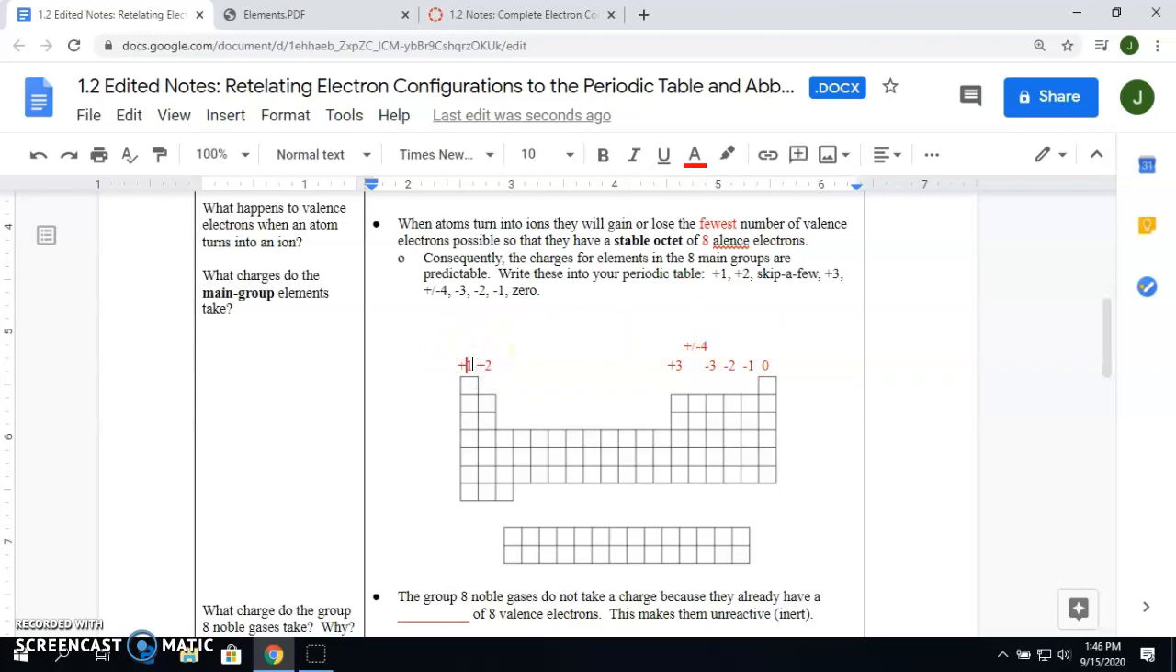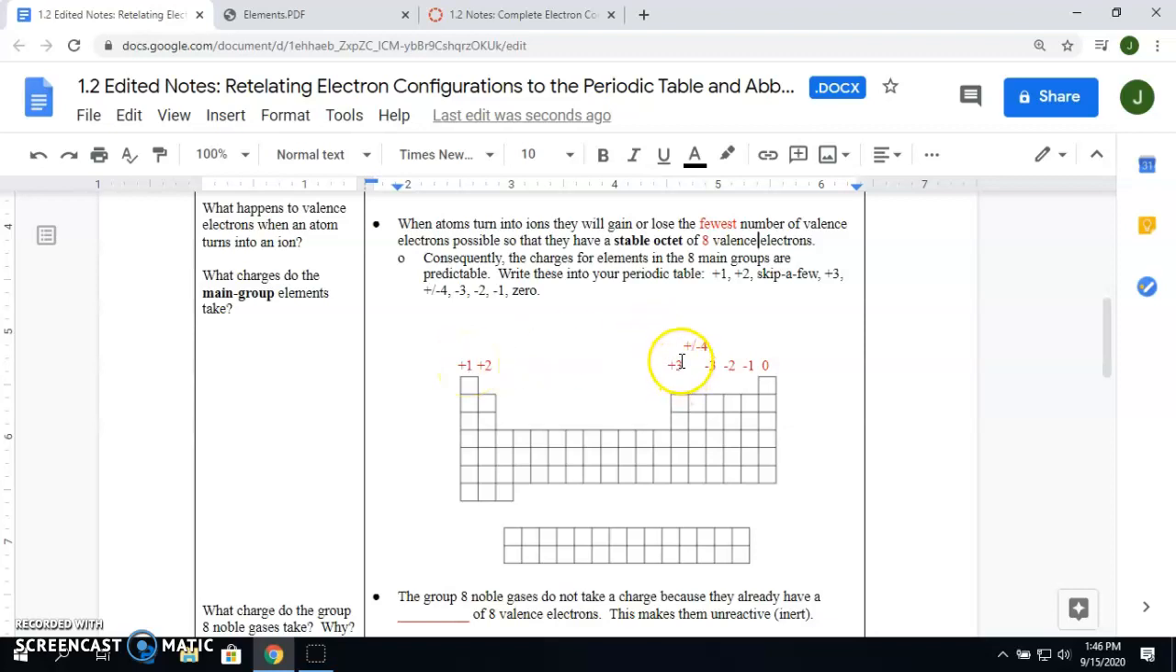Okay, for example, if we're talking about any element in main group 1, they would have 1 valence electron. Well, they want to gain or lose the fewest number of valence electrons possible to get to this stable octet of 8 valence electrons. There are 2 ways to get to 8 valence electrons. Since they have 1, they could either gain 7 valence electrons or lose 1, but they're going to do the fewest. Because they do the fewest, they're going to lose 1, taking a +1 charge.